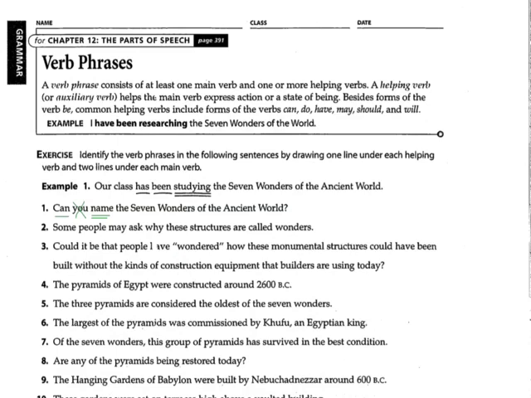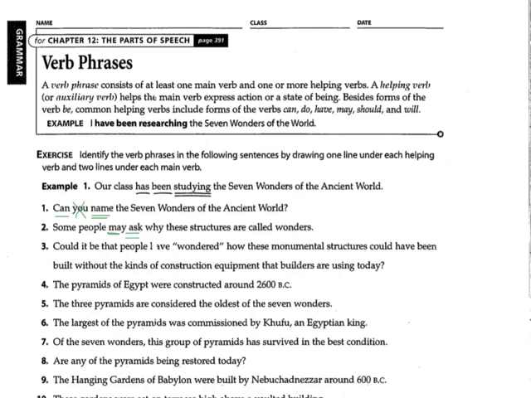Let's look at number 2. Some people may ask why these structures are called wonders. Now you're going to notice you have more than one verb phrase in this sentence. Let's find the first one. So the first main verb I see is the word ask, because that's an action. The word that comes before it is may, and that is a helping verb. It's part of the Chad be swim, the M in Chad be swim. May ask.